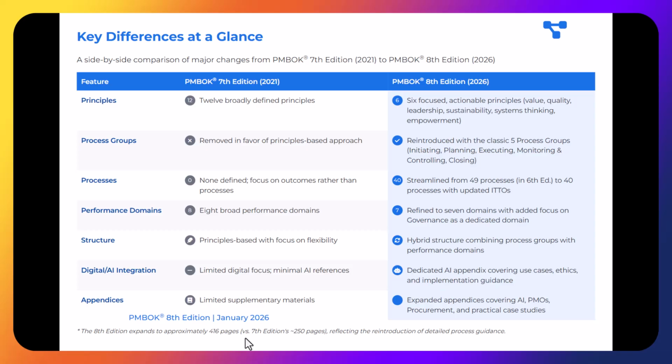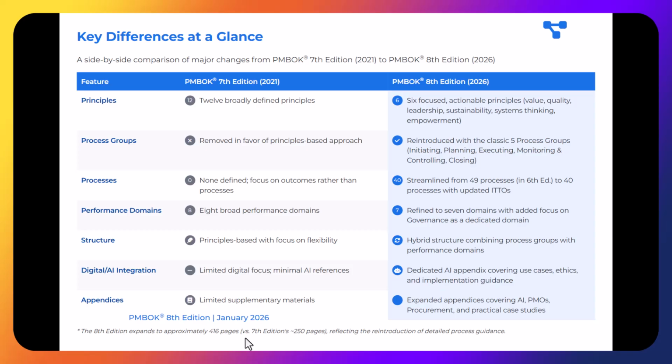With the processes, it had none defined, focusing on outcomes rather than processes. Now in PMBOK 8, they're coming with 40 processes. There were 49 in the 6th edition, and now we're going to 40. And it's going with updated ITTOs, inputs, techniques, tools, and outcomes, the outputs.